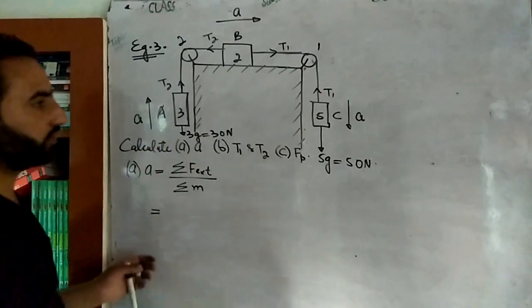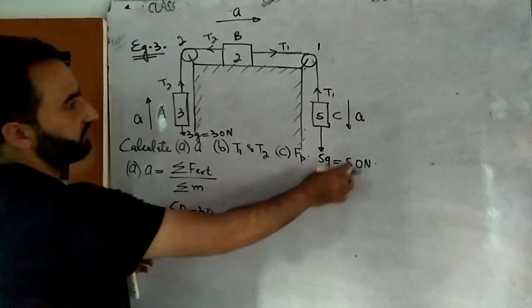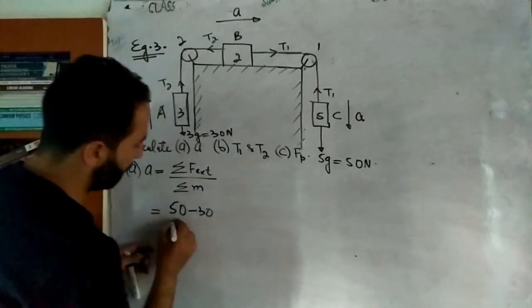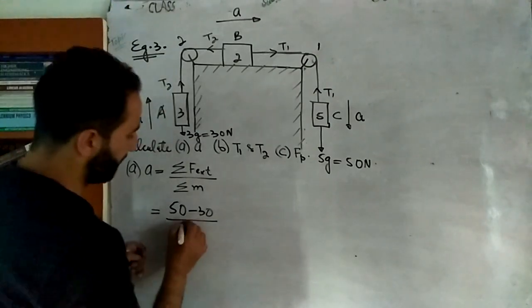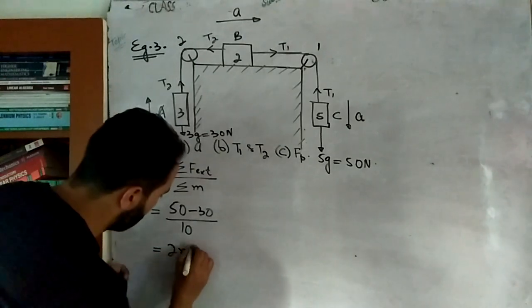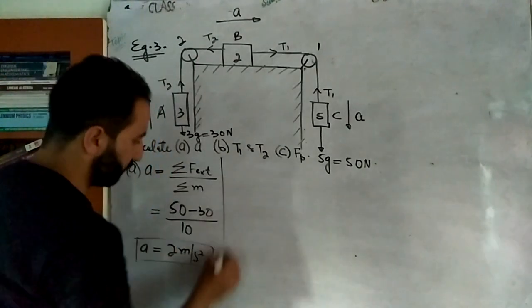ठीक है ना बेटा? So summation of all the external force will be simply 50 minus 30, because this is in the direction of A, here 30 is opposite the direction of A, so this has to be taken as negative. Here the summation of all the masses, that's 5 plus 2 is 7, 7 plus 3 is 10, so 50 minus 30 is 20, 20 by 10 is 2 meter per second square. So the answer is simply 2 meter per second square is the acceleration of all the three blocks.